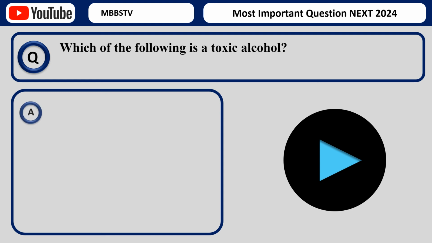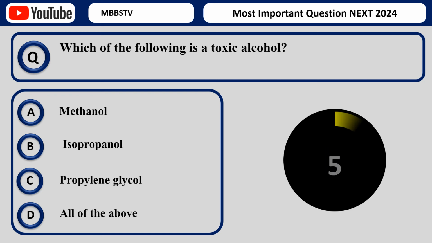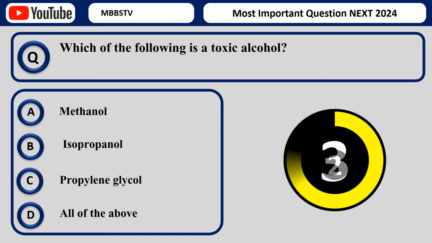Which of the following is a toxic alcohol? A. Methanol, B. Isopropanol, C. Propylene glycol, D. All of the above. So the correct option here is D, all of the above. So toxic alcohol is methanol, isopropanol, propylene glycol, all of the above.